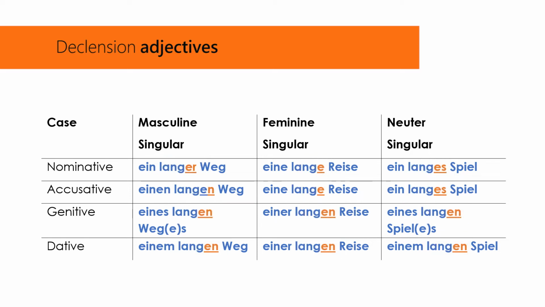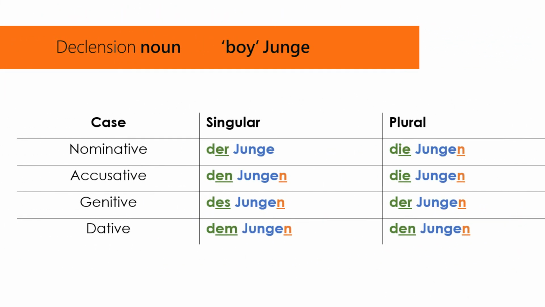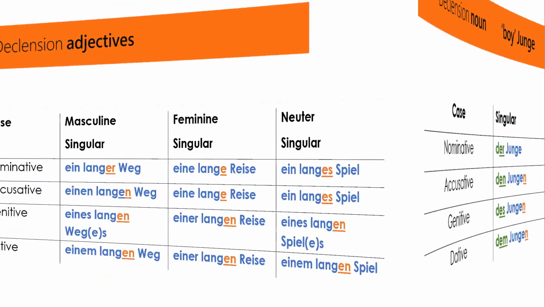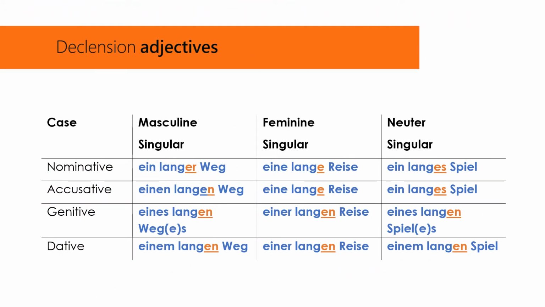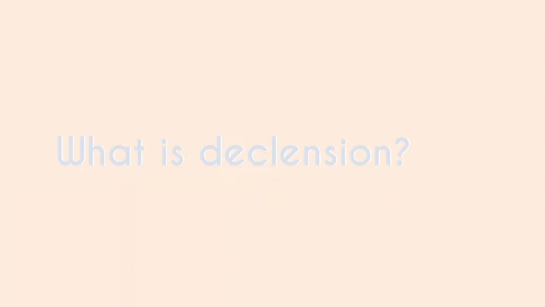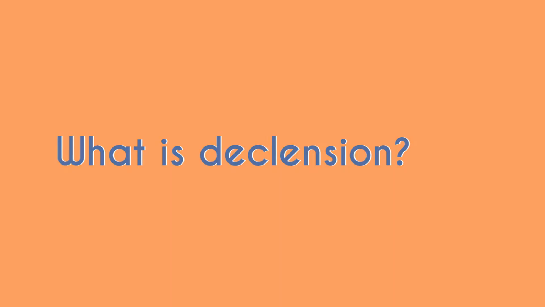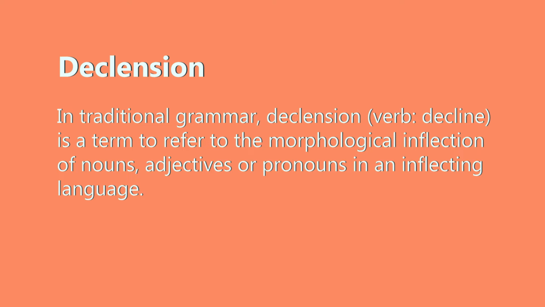And here, this is a simple table because we don't have plural. All of them are singular. So I didn't want to overwhelm you. But if you go to plural, then the endings might still change. The first table was a noun declension. This is an adjective declension. And then now we come to the question, what is declension? In traditional grammar, in languages like German, you have declension, the verb decline, to refer to the morphological inflection of nouns, adjectives, or pronouns.